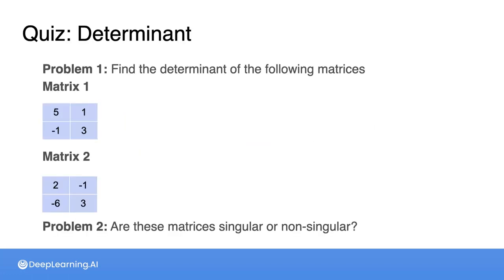In problem 1, you have two matrices and you're asked to find their determinants. And in problem 2, determine if the matrices are singular or non-singular based on the results of problem 1.